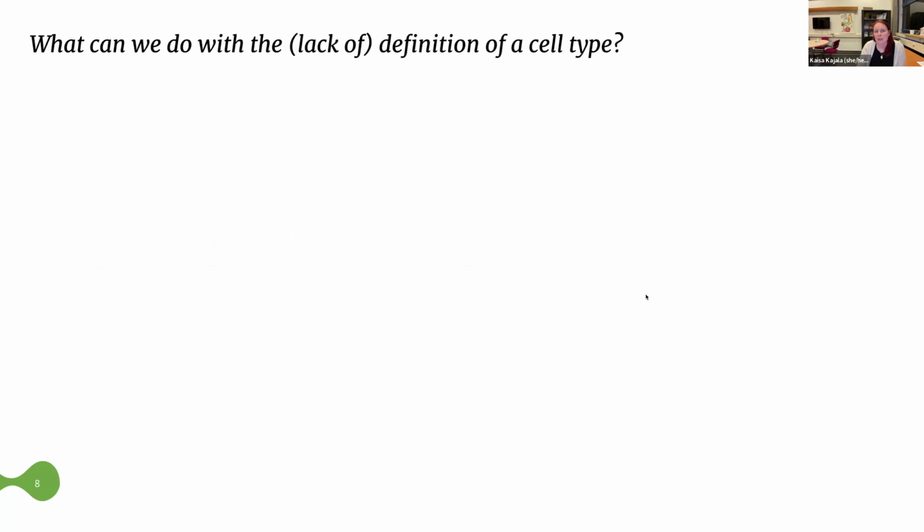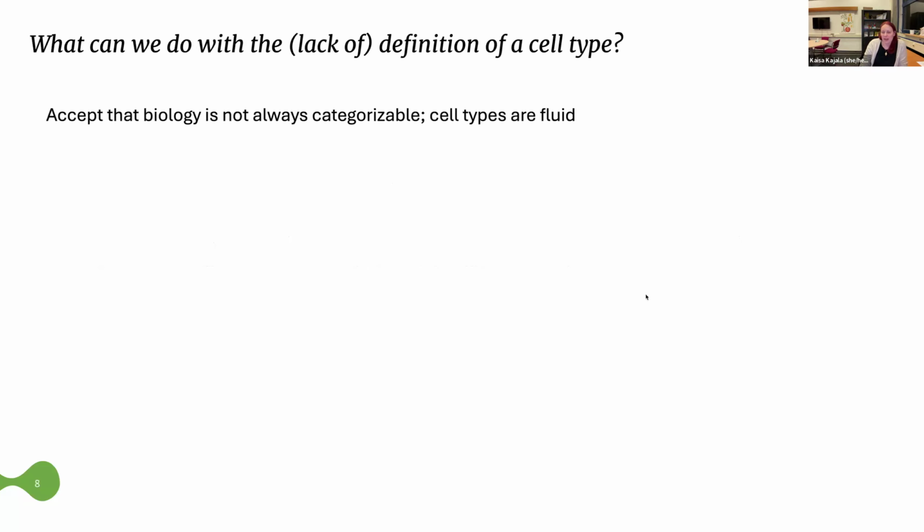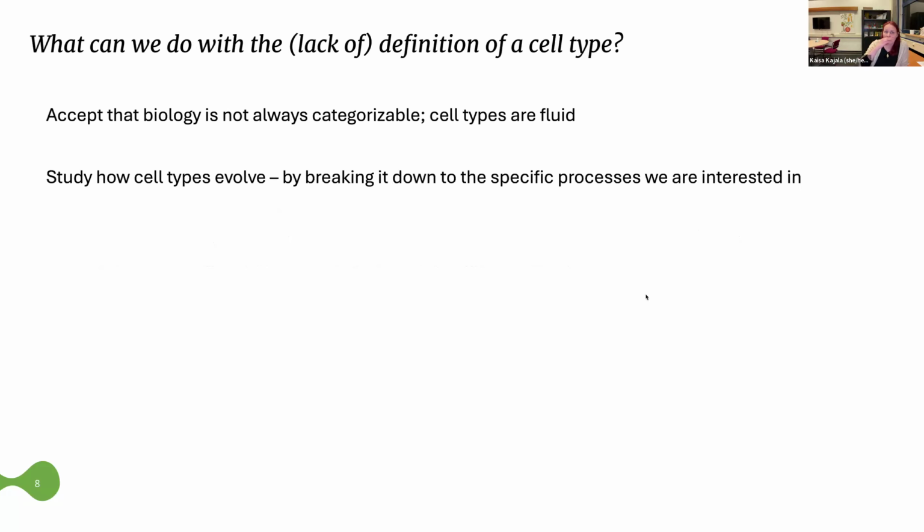So what can we do with this lack of definition of cell type? We could accept that biology is not always categorizable, and cell types are fluid. There is beauty in biology and its fluidness. And even though the cell types evade our willingness to categorize them, we can still ask really exciting questions about their biology. So we can still study how cell types evolve, but I think that we just need to be careful to break the questions down to specific processes we are interested in.